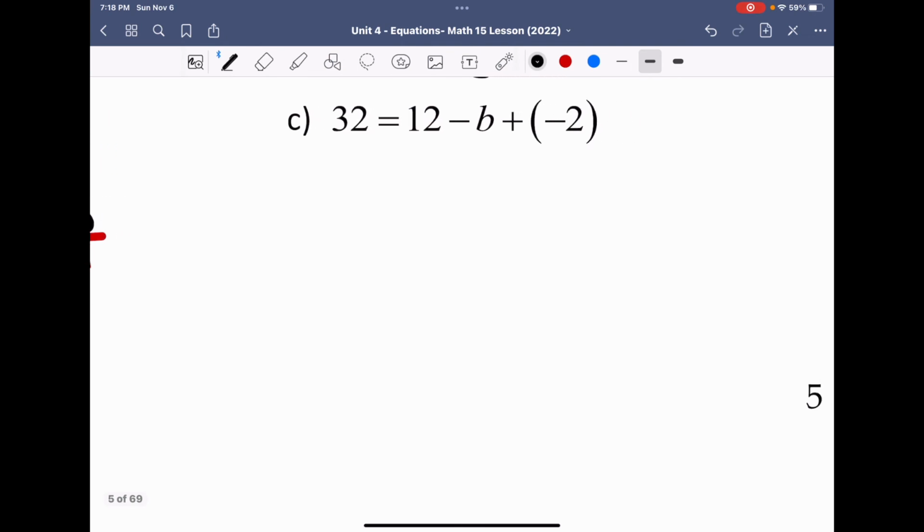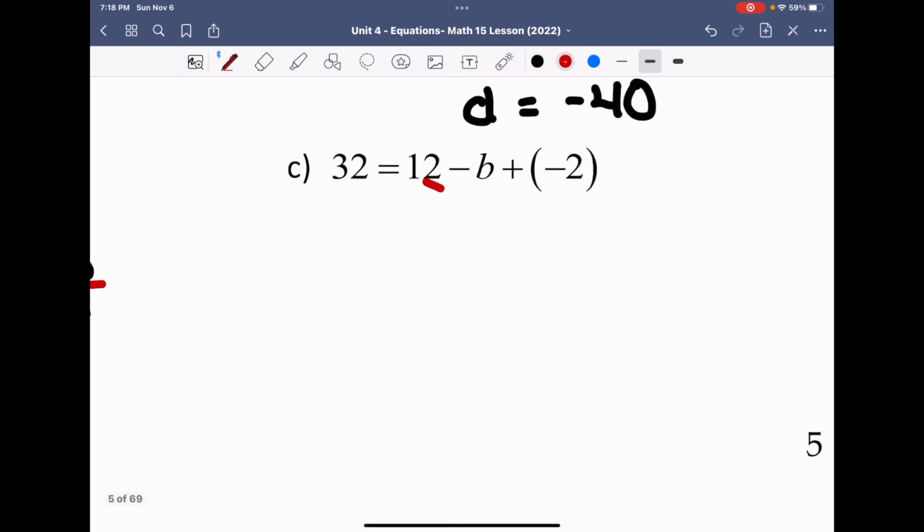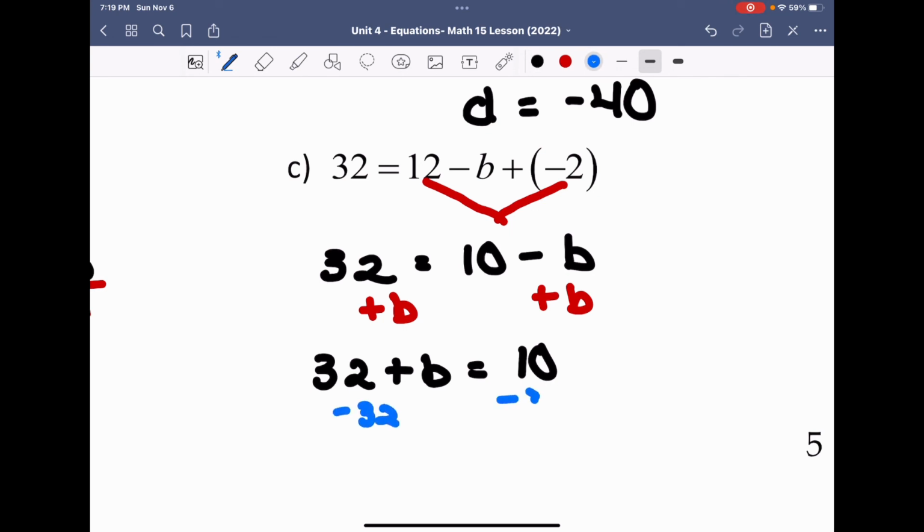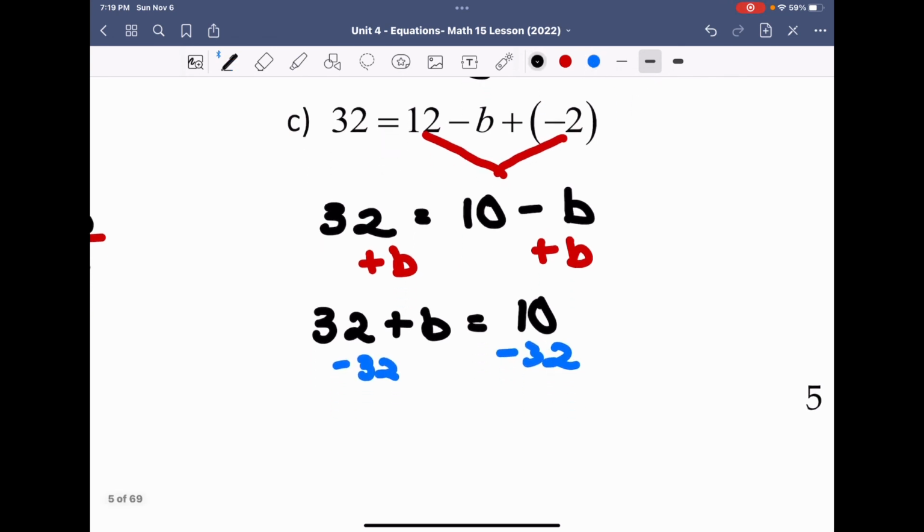All right, here's another example where we can collect like terms. The 12 and the negative 2 can come together. This is 32 is equal to 10 minus b. Now, I could add the variable across or wait till the end. What I'm going to do is add the variable across, plus b, plus b. If it's being subtracted, I now add. 32 plus b is equal to 10. And now I must subtract the 32 from both sides, therefore giving me b is equal to negative 22.